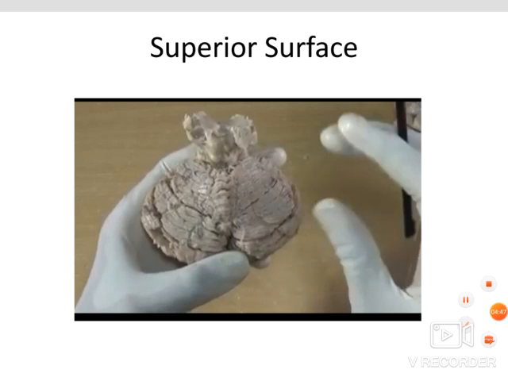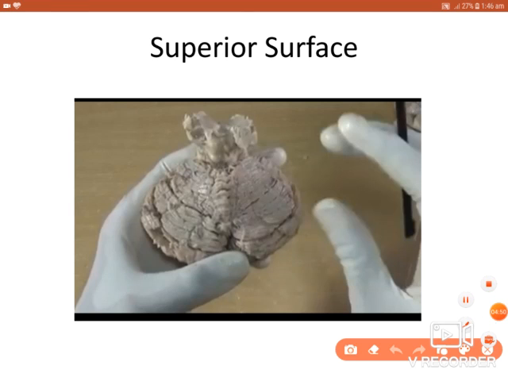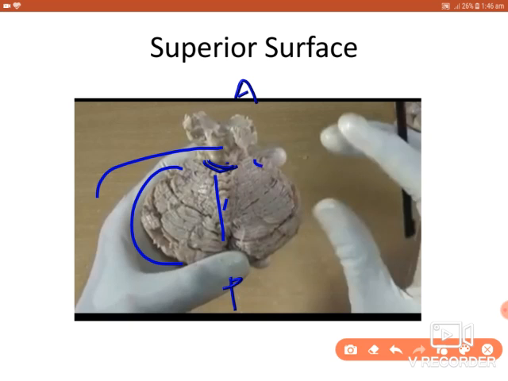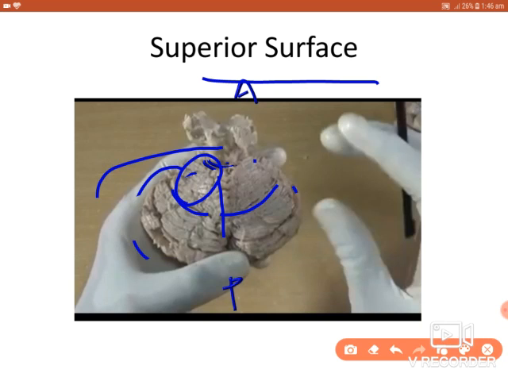Then in this figure, this is the posterior or dorsal view. Towards anteriorly, this is the anterior notch which lodges the brainstem. Here you can see this is part of the midbrain. Then this is the vermis, this is the cerebellar hemisphere, and this is the posterior notch. This is the superior surface. Here in the superior surface you can see the vermis and the primary fissure. So this is the anterior lobe.